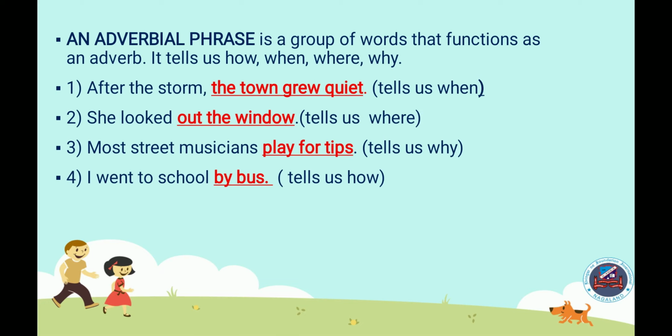For example, after the storm, the town grew quiet. Here, the phrase after the storm helps us to know when. She looked out the window. Here, the phrase out the window tells us where. Most street musicians play for tips. Here, the adverbial phrase for tips tells us why. I went to school by bus. Here, the phrase by bus tells us how. So, in this way, adverbial phrases tell us how, when, where, and why.